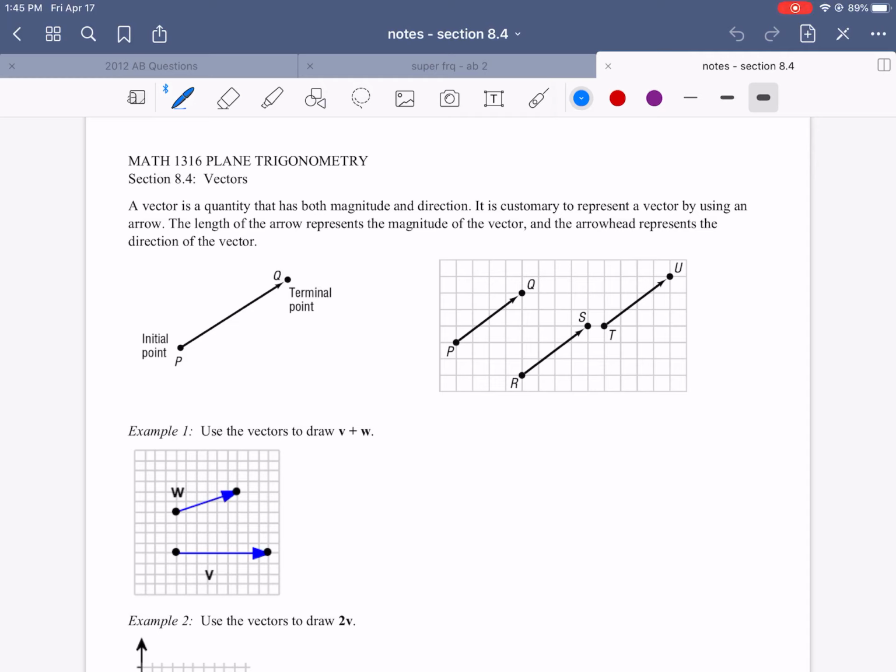Okay guys, welcome to your video on section 8.4. We're going to start a two-lesson discussion on the concept of a vector.